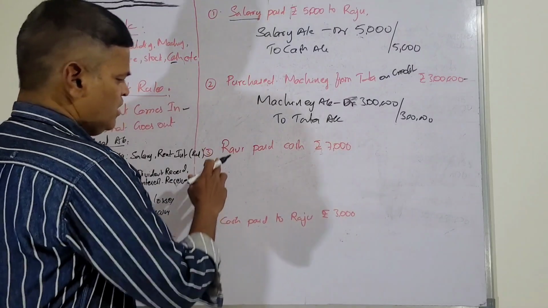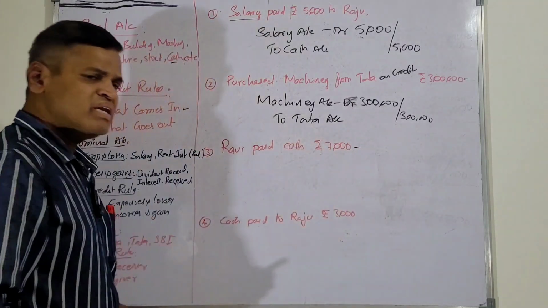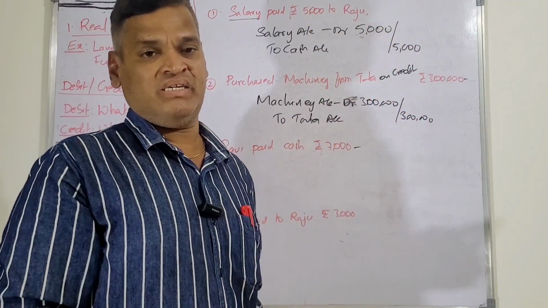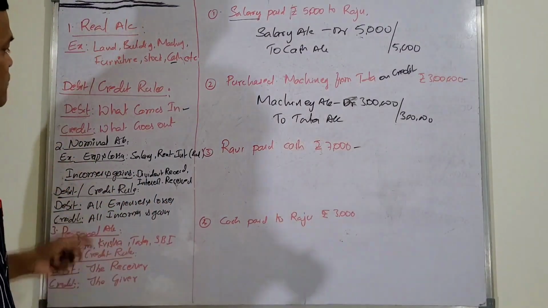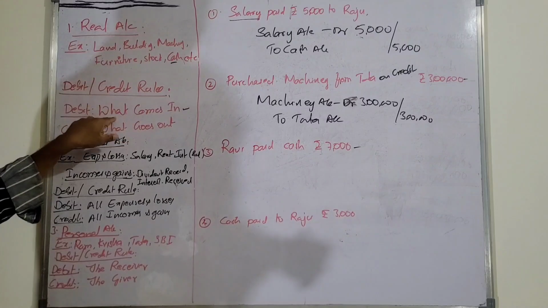Next, we'll see. Ravi paid cash rupees 7,000. What is the meaning of that? Ravi, an outside person, has paid cash to our business. Okay, this is a transaction. Now we have to write debit. If you want to write debit, we have to check according to real account first.